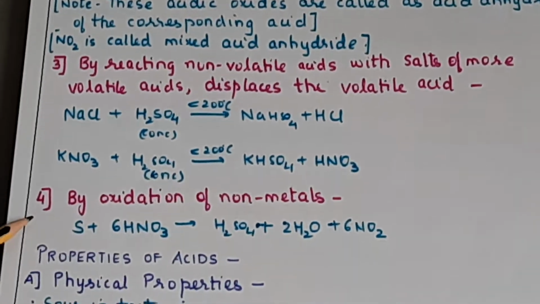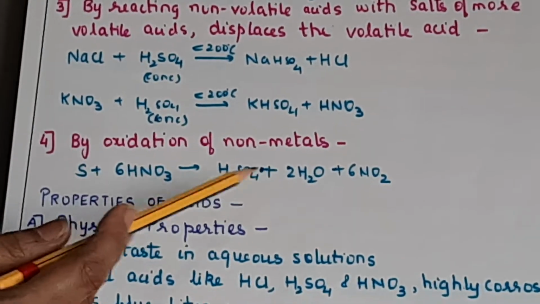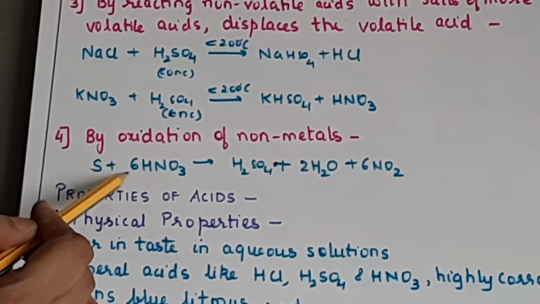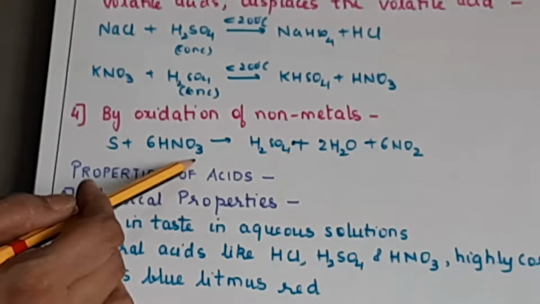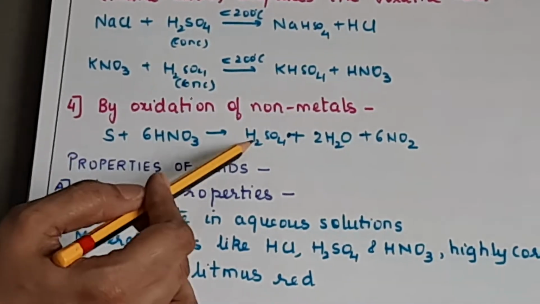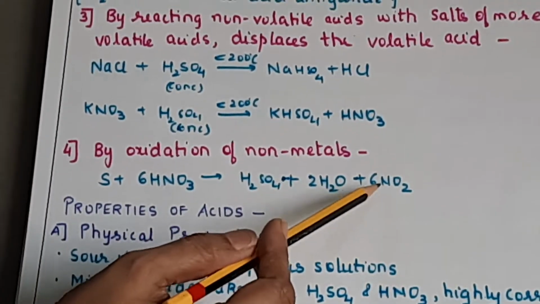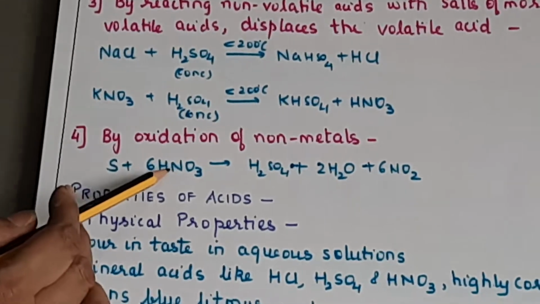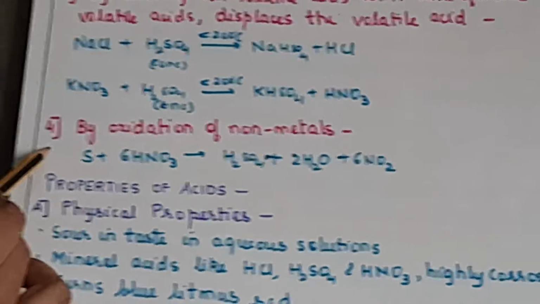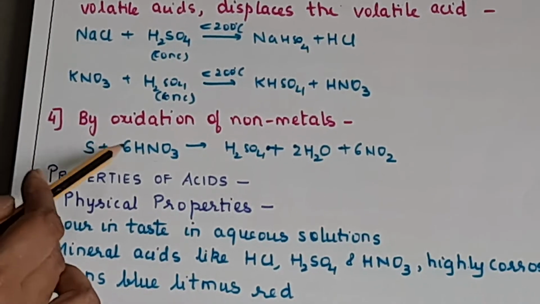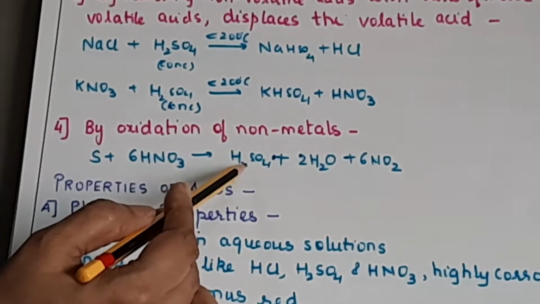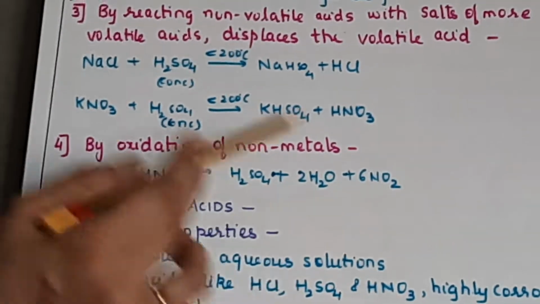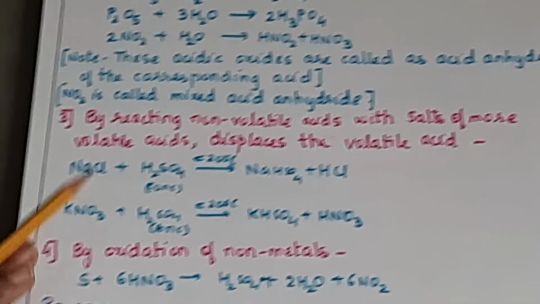Okay. And next is by the oxidation of non-metals. Non-metals like sulfur and phosphorus get oxidized by nitric acid. Nitric acid is a strong oxidizing agent. So you are getting sulfuric acid, 2H2O and 6NO2. This is an important reaction. We will be discussing this again in nitric acid, but give 5 stars to this, very very important. So S plus 6HNO3 will give you H2SO4 plus 2H2O plus 6NO2. Okay, clear? So these are the methods of preparation of acids.